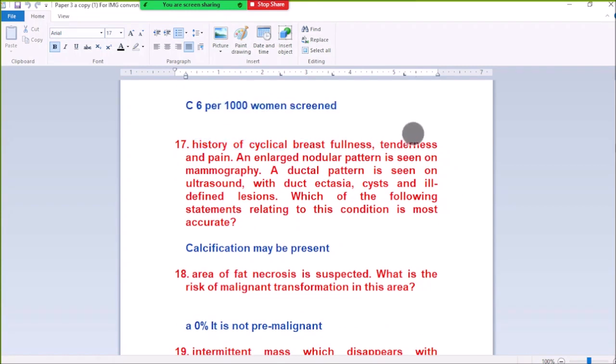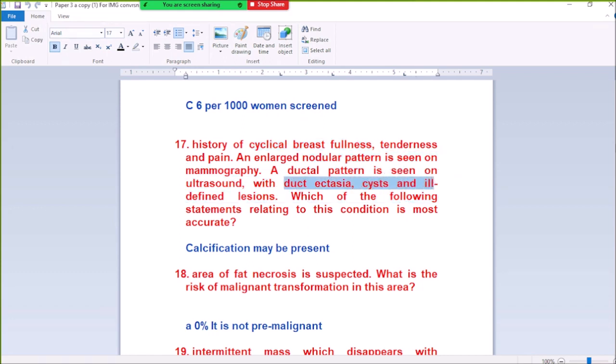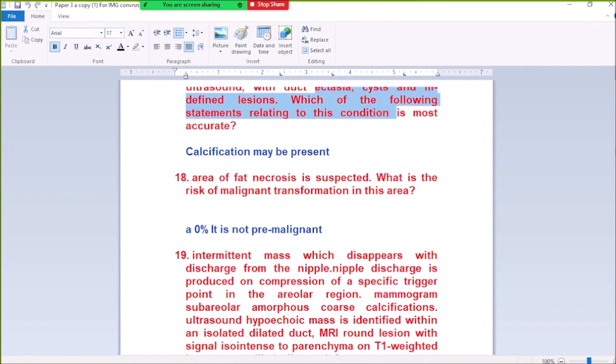Seventeen: history of cyclical breast fullness, tenderness, and pain, and a nodular pattern seen on mammography. Ductal pattern seen on the ultrasound with duct ectasia, cysts, and ill-defined lesion. Which of the following statements relating to this study is most accurate? Calcification may be present. The cyclical breast fullness, and then nodular pattern on mammography. This is duct ectasia and cysts. So sclerosing adenosis and calcification may be present. Sclerosing adenosis, I think.